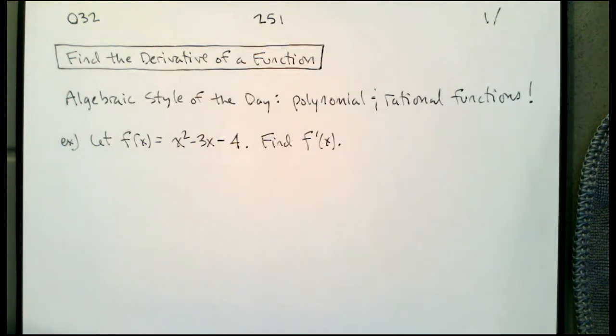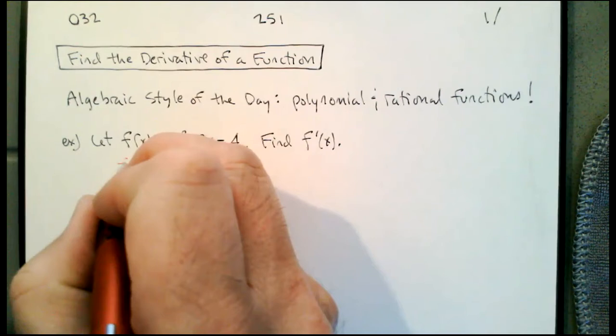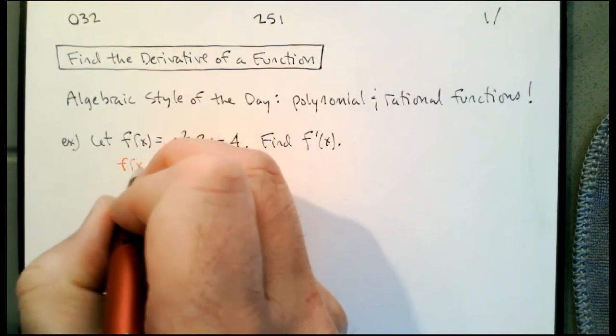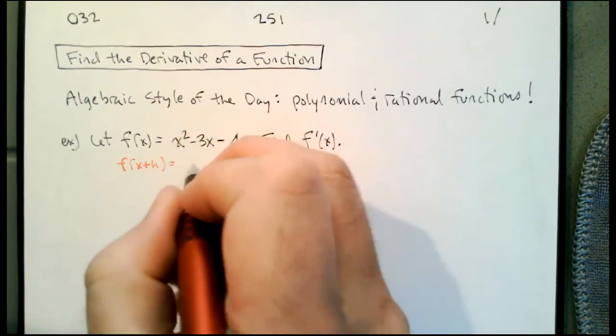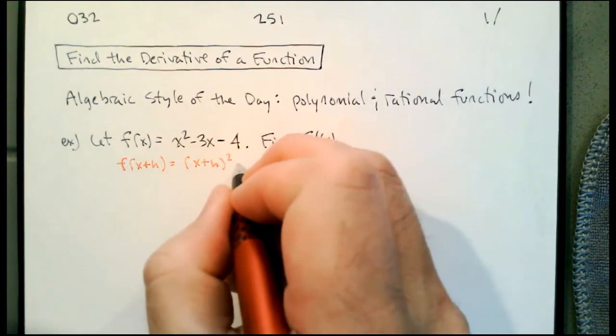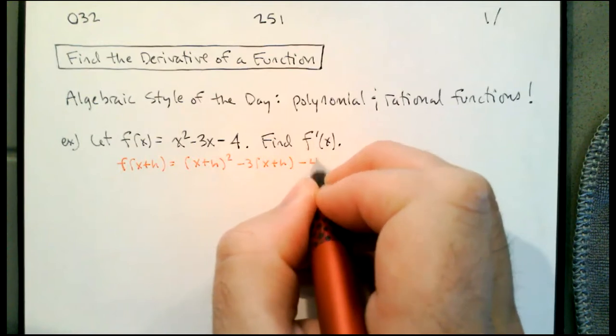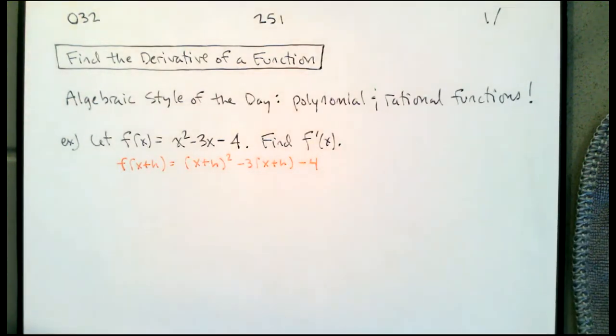The definition of the derivative requires an f of x plus h. So when we have f of x is x squared minus 3x minus 4, f of x plus h is going to be x plus h squared minus 3 times x plus h minus 4. That's one of the things that we're going to need in our derivative calculation.